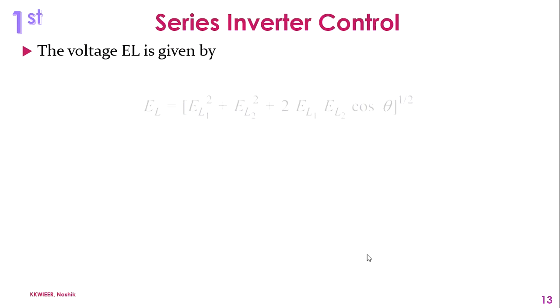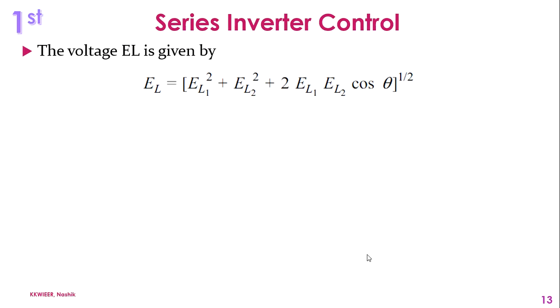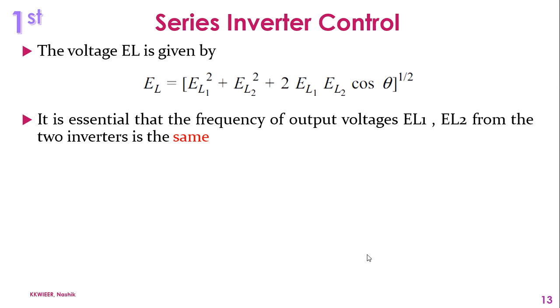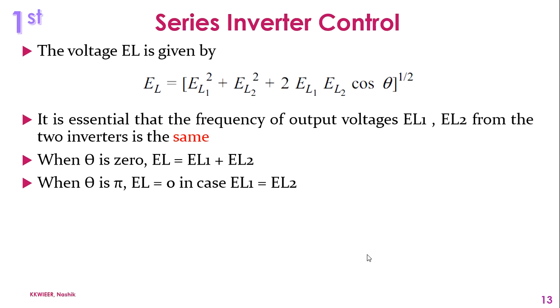The voltage EL is given by this expression: EL1 square plus EL2 square plus 2 EL1 EL2 cos theta, whole bracket raised to 1 by 2. It is essential that the frequency of output voltages EL1 and EL2 from the two inverters should be the same. When this theta is 0, or in the diagram we have shown it as phi is 0, then EL will be equal to EL1 plus EL2.